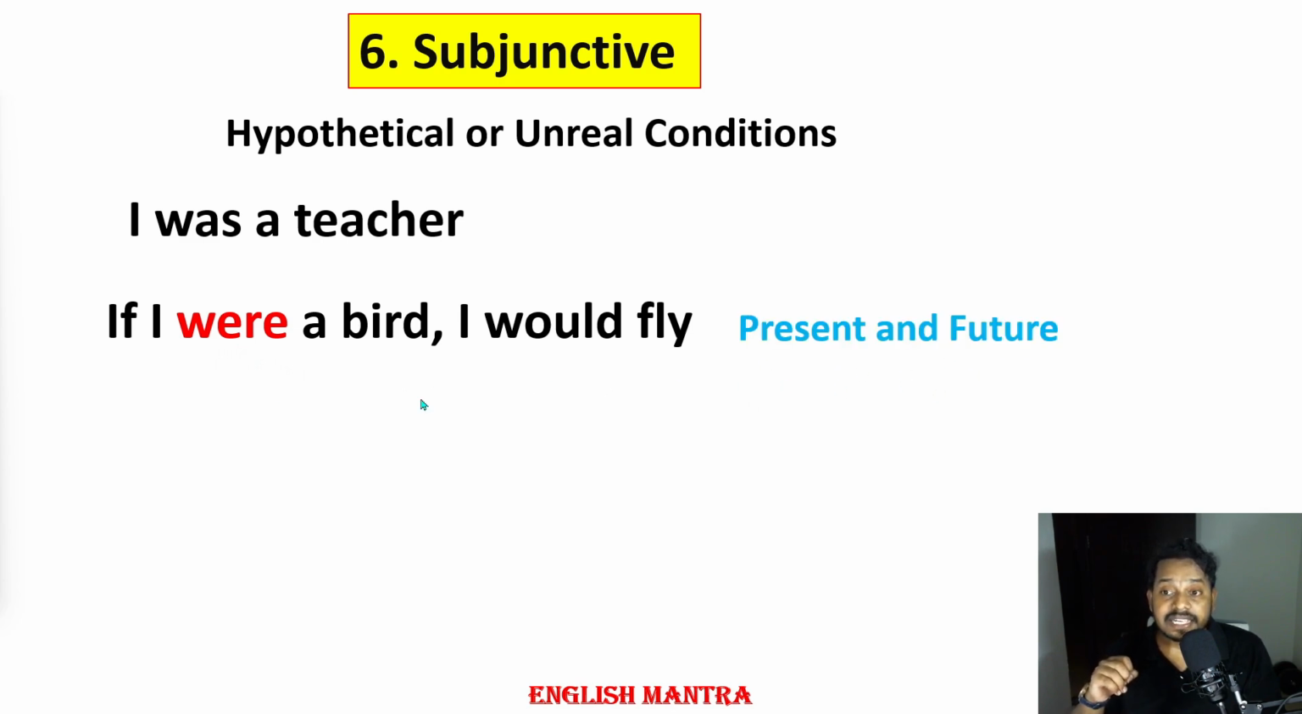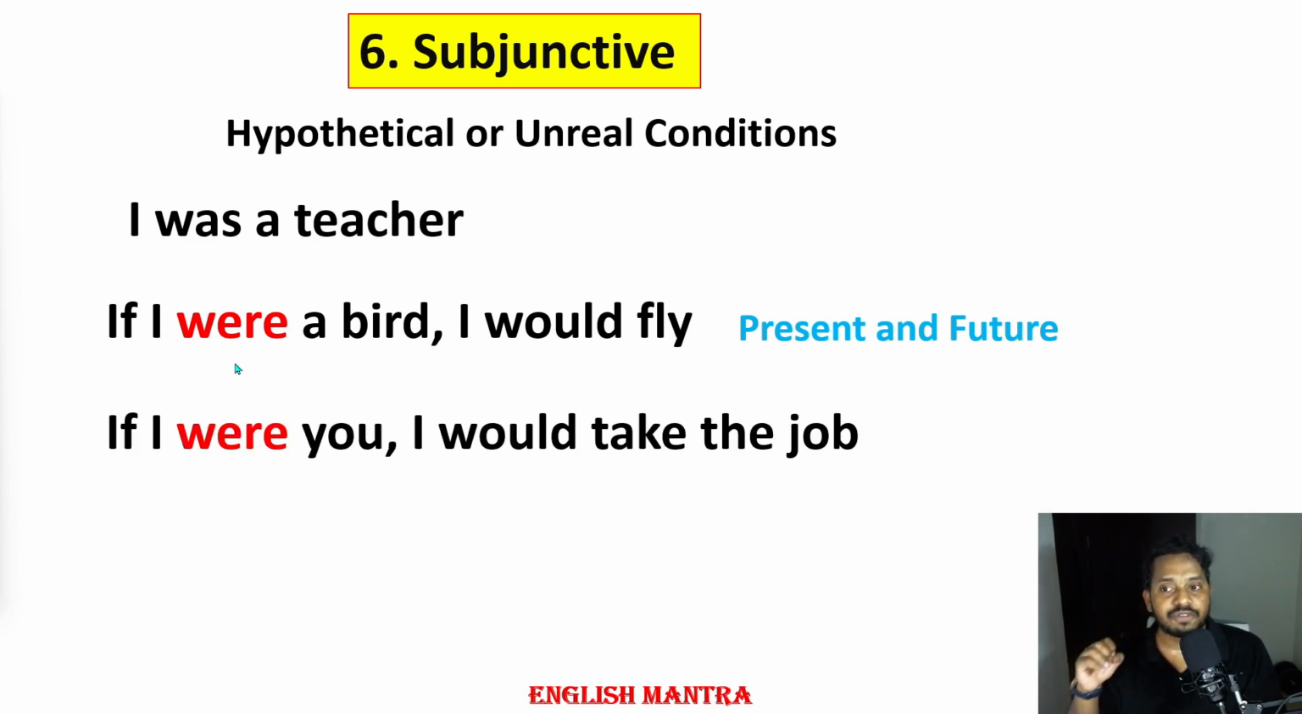Why? Because this is a subjunctive sentence. Okay, whenever we are making any hypothetical or unreal conditions or statements, instead of was, for present and future we use were for all the subjects. Okay, irrespective of subject. If it is I, he, she, it, for all subjects we use were instead of was. It would be like this: if I were you, nenu nuvaite, I would take the job. Nenu aa job thisukuntaa. If I were you, not if I am you, not if I was you. Okay, it should be if I were you.